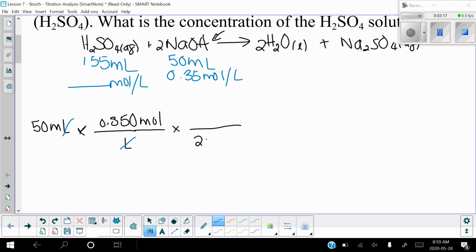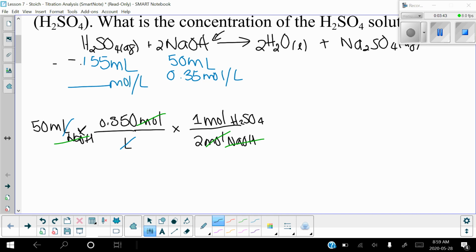You divide by 2 moles of NaOH and multiply by 1 mole of sulfuric acid. I forgot to write NaOH here. Okay, so what's canceling out? NaOH, NaOH, mole, and mole. You have moles of unknown. We are looking for concentration.